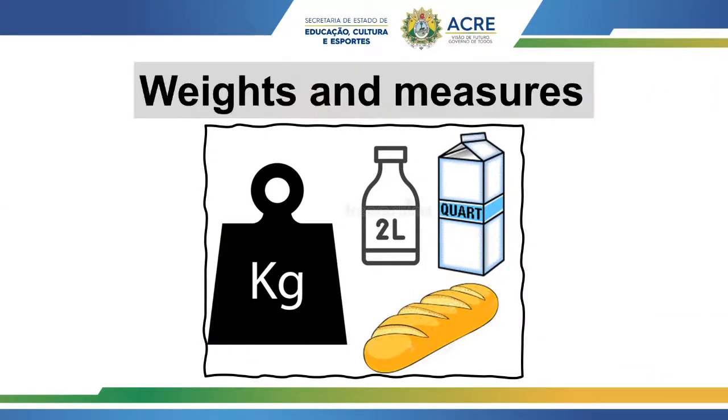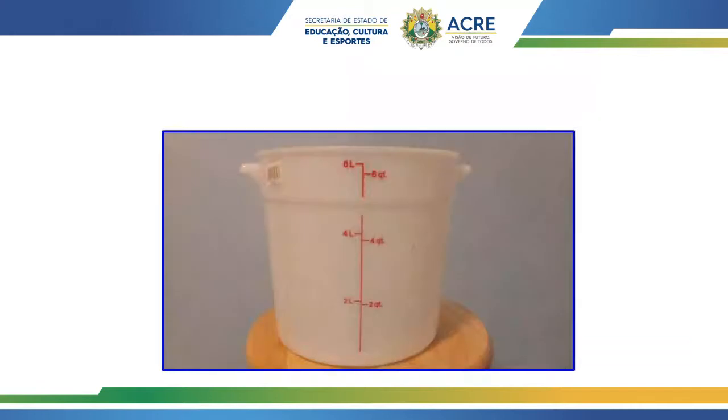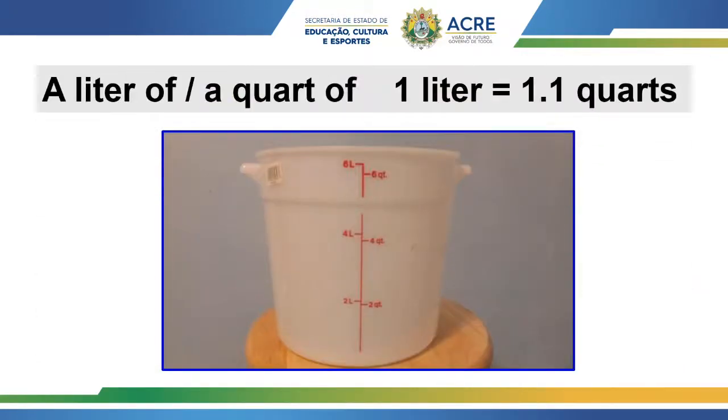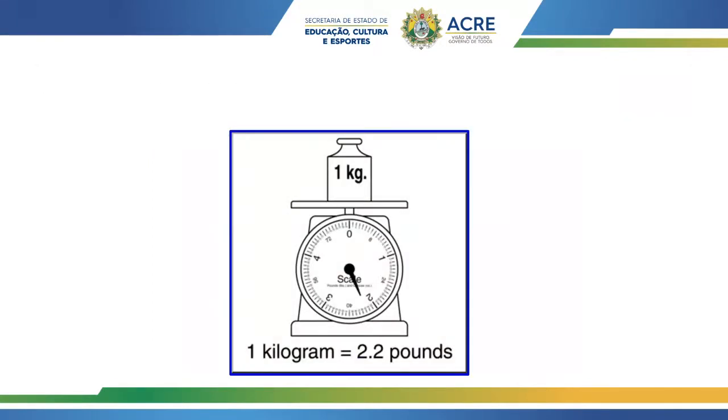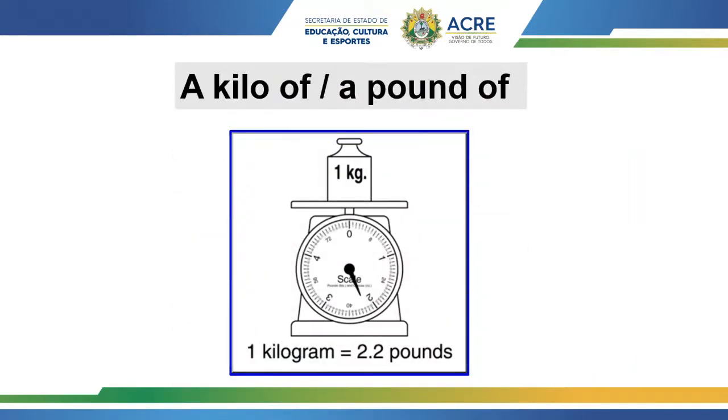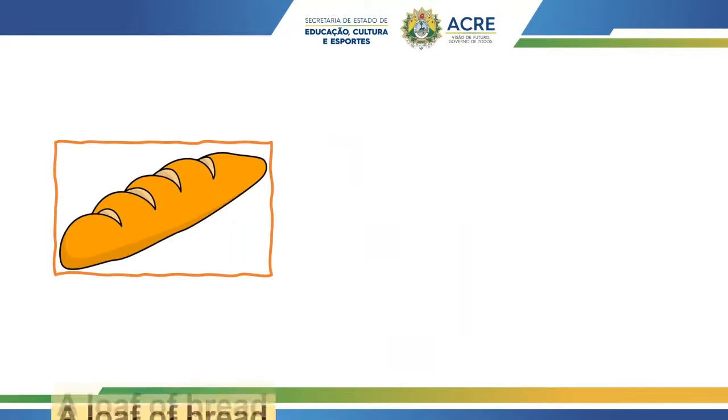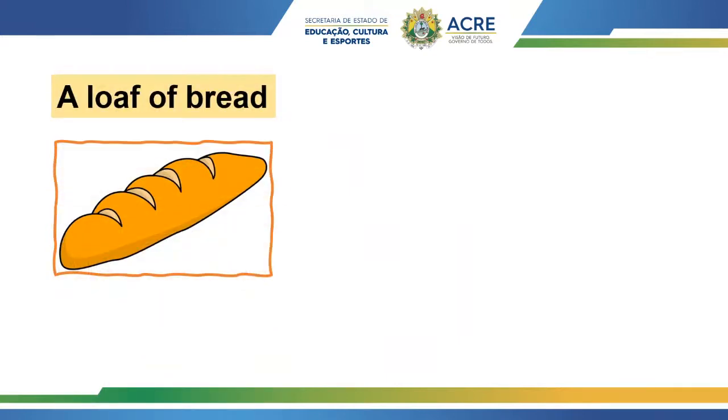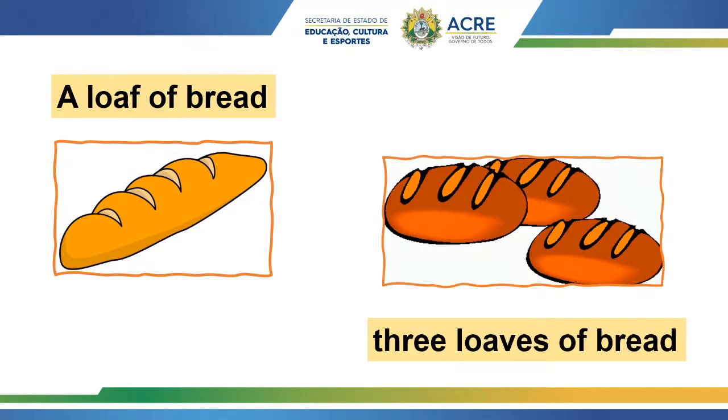Now, let's talk about weights and measures. A liter of, a quart of. Pay attention. 1 liter is equal to 1.1 quarts. A kilo of, a pound of. 1 kilogram is equal to 2.2 pounds. A loaf of bread. In singular, a loaf of. In plural, loaves of. We can see 3 loaves of bread.